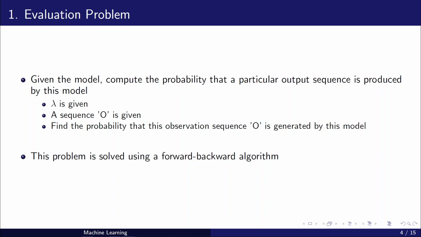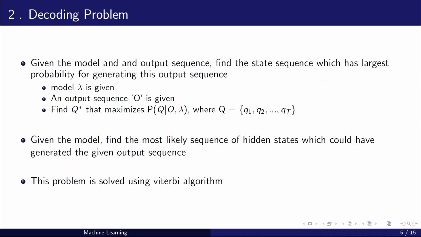So this is the evaluation problem. Given the model and an observation sequence, compute the probability that this particular sequence is produced by this model. It is the sum of the probabilities of all the paths that can generate this observation sequence.